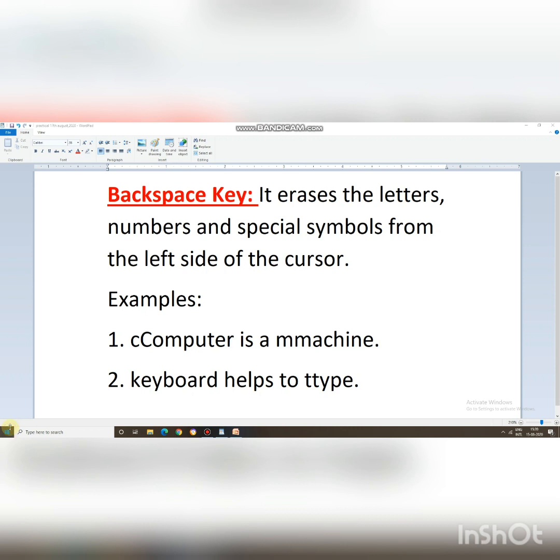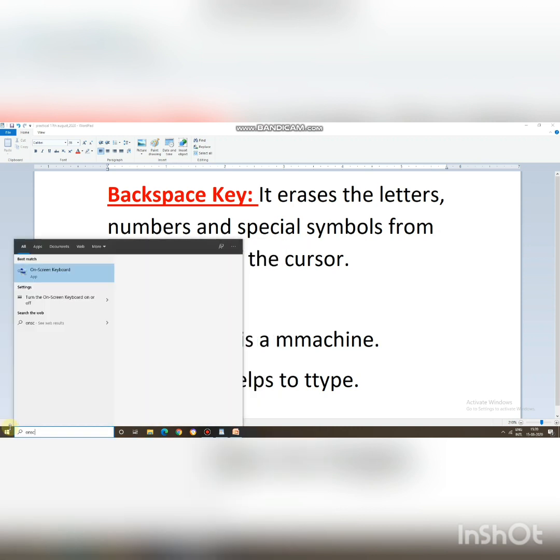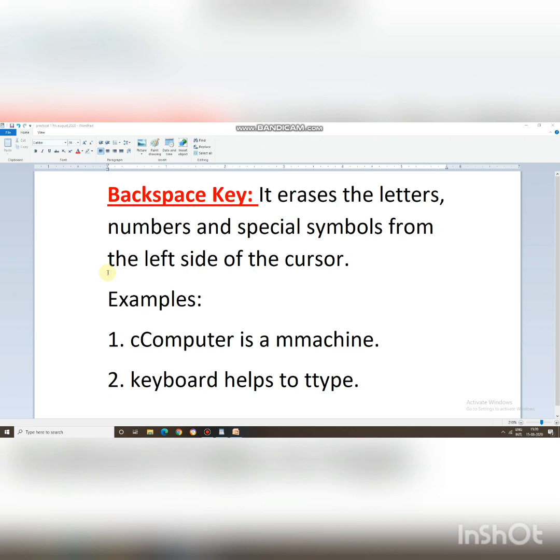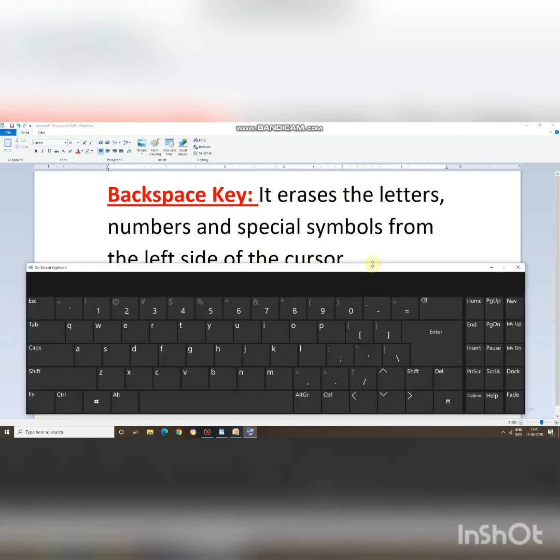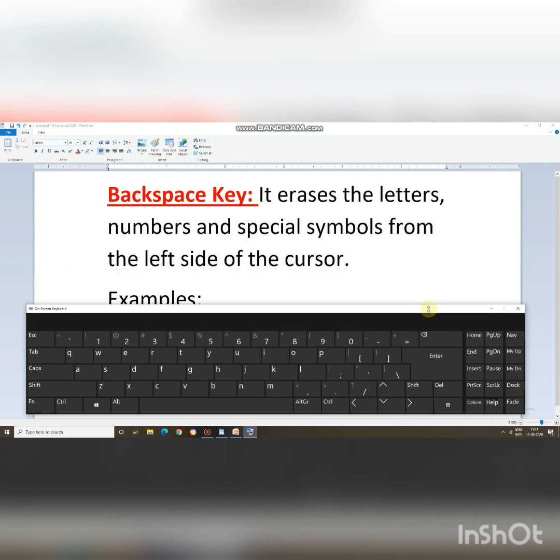Now, let me open the on-screen keyboard for you so that you are able to see what a backspace key is. Now, your eyes on the keyboard. What is this? This is an enter key. An enter key helps you to go to the next line. Just above the enter key, you will see a backspace key. This key which I am highlighting is known as the backspace key. A backspace key will help you to erase letters, numbers and special symbols from the left side of the cursor, right? So let me use it for you.